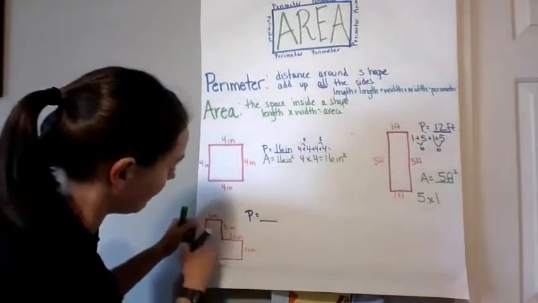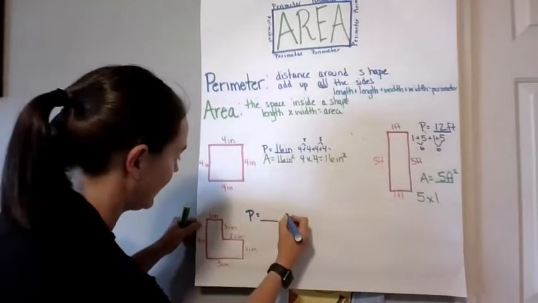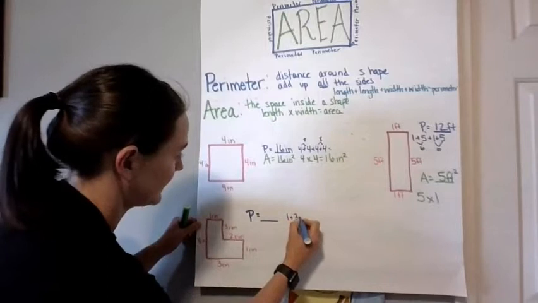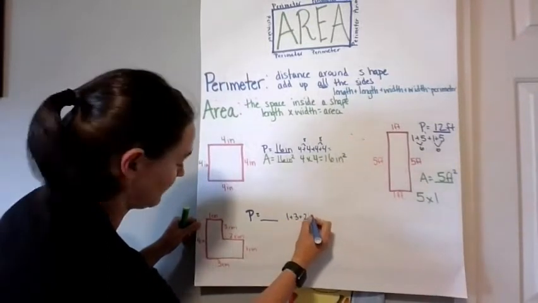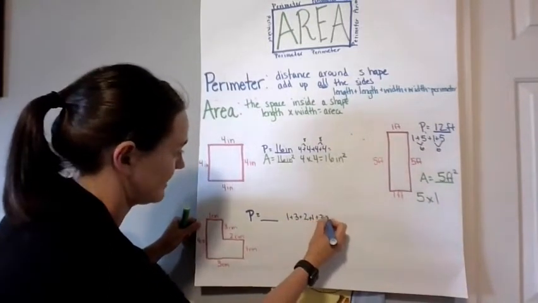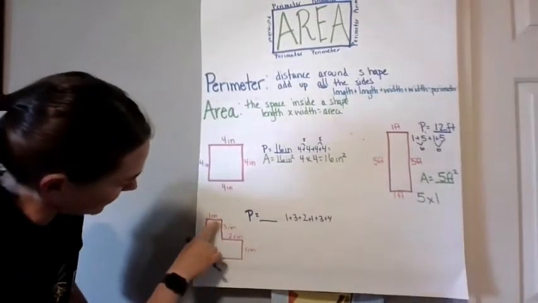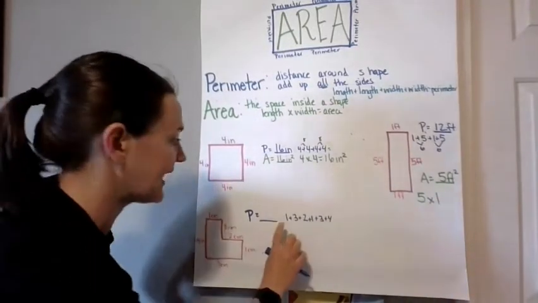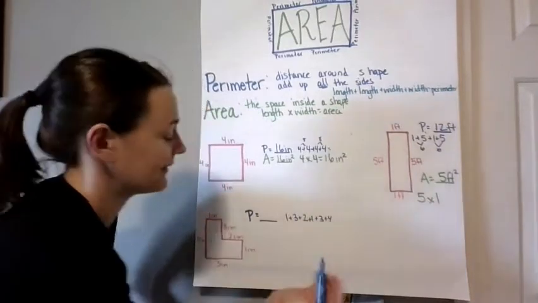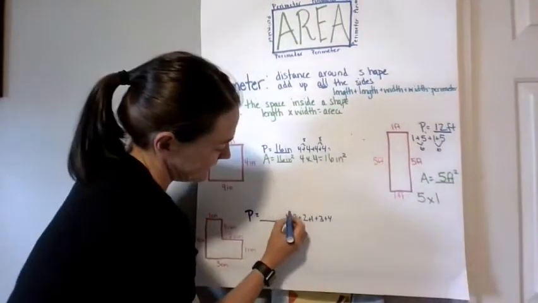So I would take all my sides because they're all labeled, and I do 1 plus 3 plus 2 plus 1 plus 3 plus 4. And I'm going to count 1, 2, 3, 4, 5, 6. Make sure I have them all. 1, 2, 3, 4, 5, 6. Yeah. Whew. Okay.